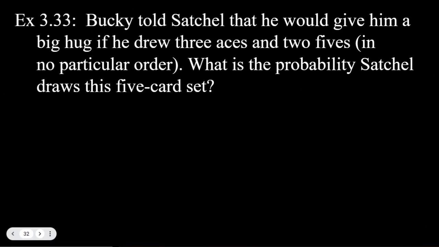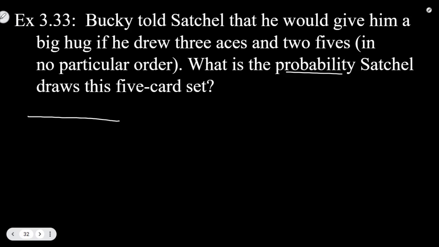Example 333, Bucky told Satchel that he would give him a big hug if he drew 3 aces and 2 5s in no particular order. What is the probability, again, probability, that Satchel draws this 5-card set? So again, we're going to have favorable over total.